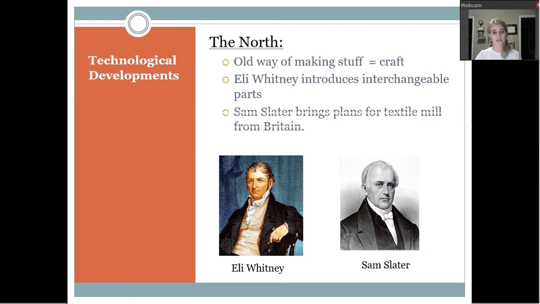Next, we have Samuel Slater. Samuel Slater is from Britain, and he brings the plans from a textile mill in Britain. They've been using their textile mills in Britain for a long time. He brings the textile mill from Britain to the United States and starts building textile mills here. This is going to lead to an increase in industry in the United States: factories where you can make large amounts of things. You can mass produce things. So this is going to be a big deal.